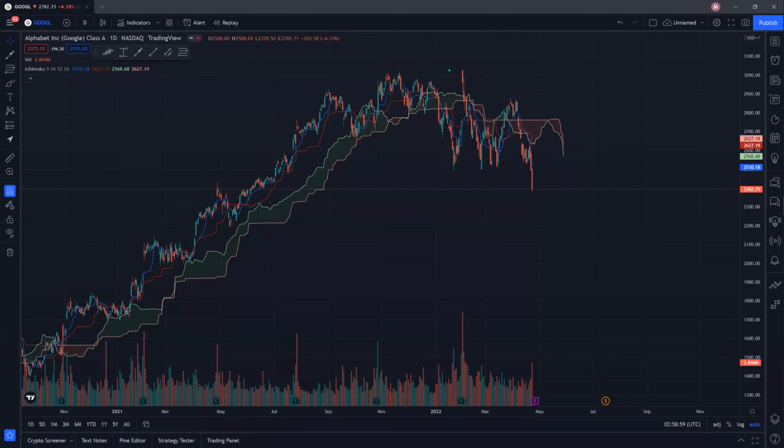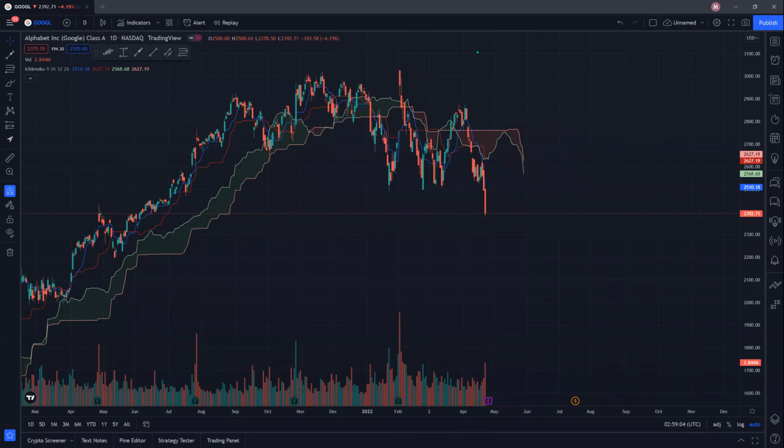Without further ado, let's take a look at Google. So you can see that Google kind of has a wave pattern, but it's now creating what you can consider a lower low. This is a lower low, this is a lower low, this is a lower high. So it seems like we are in a downtrend.